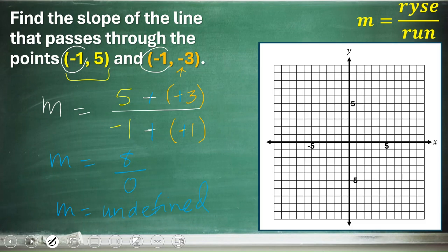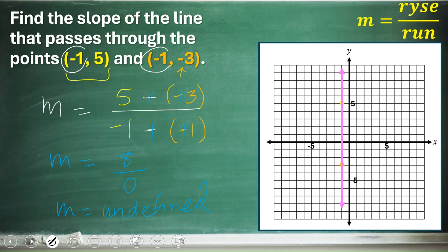So here's our graph. I'm going to go ahead and plot our two points first. I'm going to plot -1, 5. You can see the yellow point there, and then -1, -3. You can see the orange point there. When I connect these points, you're going to notice that this line is completely vertical. And it's completely vertical because I'm rising, but I'm not running. I'm only going up and I'm not running. We call this an undefined slope.